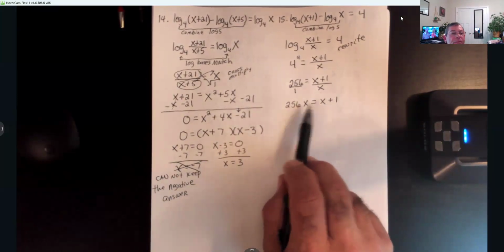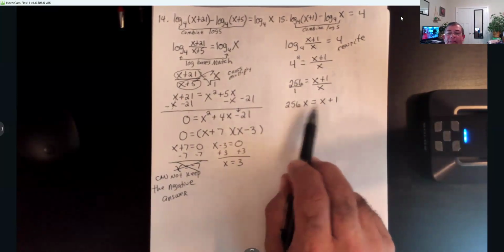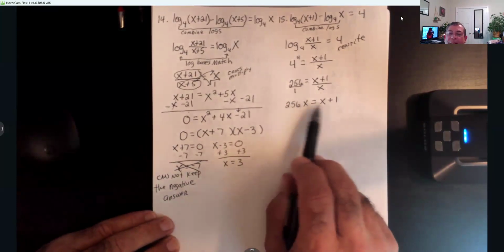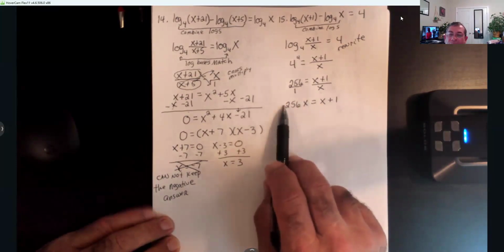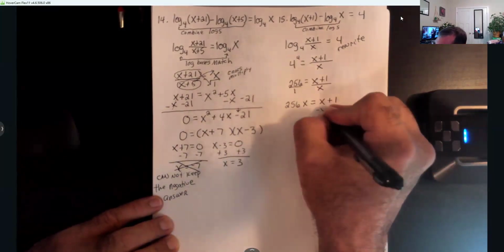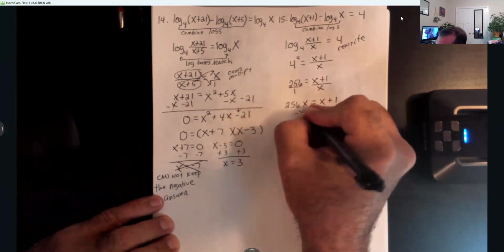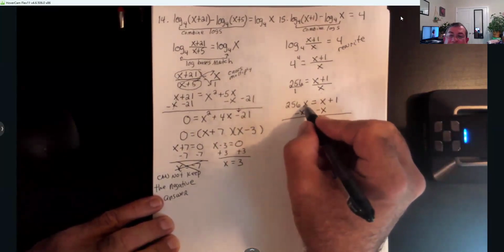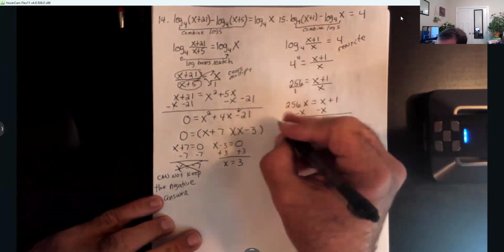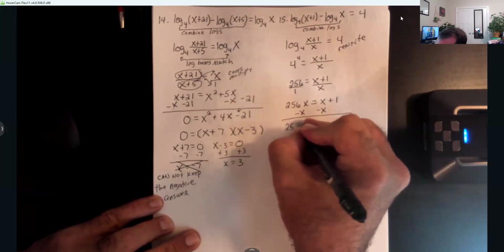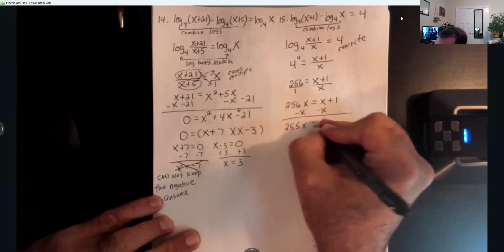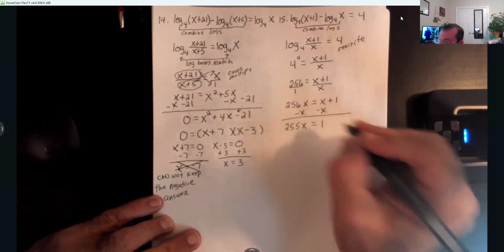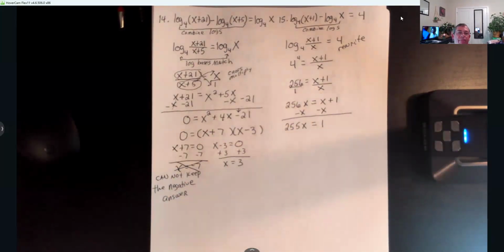All right, so we're solving for x here, but I got x's on both sides. So since I got a whole lot of x's on this side, I'm going to move this x to the left side by subtracting. So I got 256x's minus 1x leaves me 255x. Y'all hear my x's cancel, and I'm left with 1.